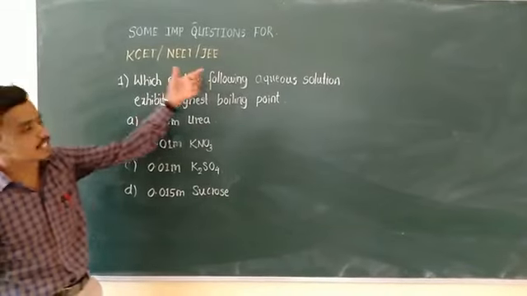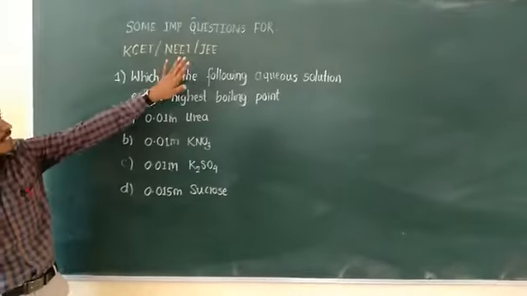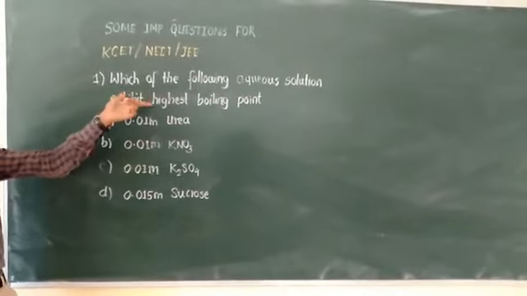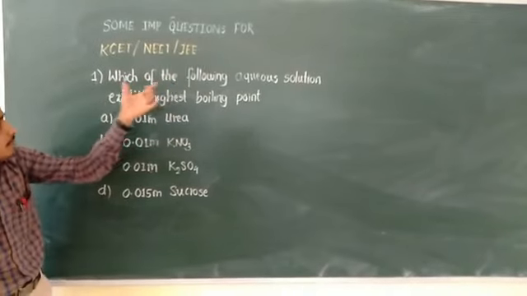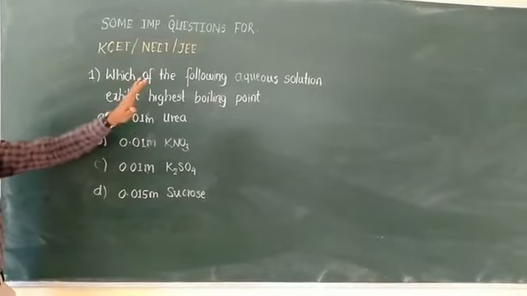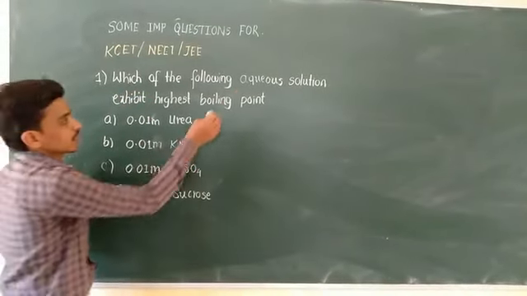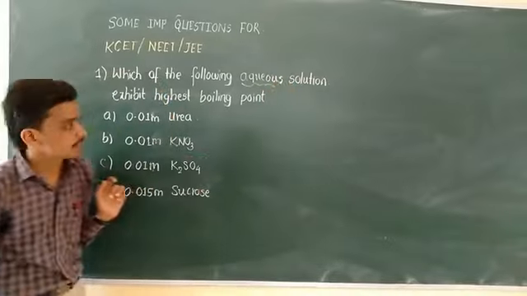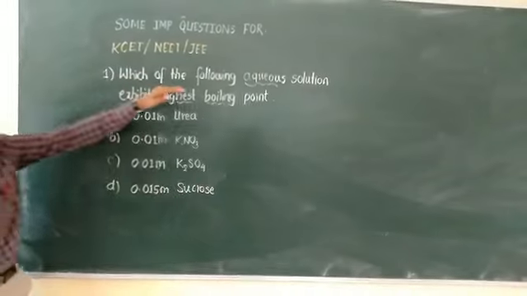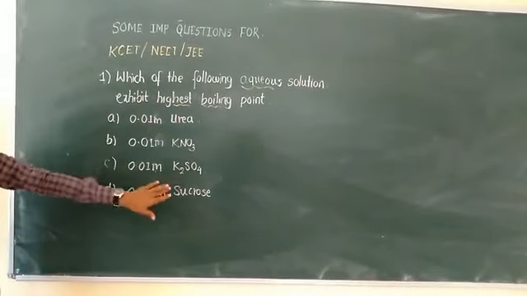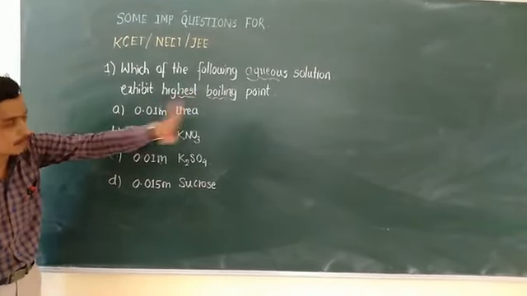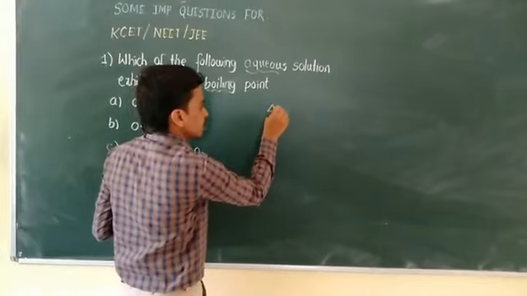Some important questions for the NEET exam, KCET as well as JEE exams based on the chapter Solutions. It is the first question. Read the question properly. Which of the following aqueous solutions exhibits the highest boiling point? Two points are to be identified first: the solution is aqueous, and the question asked is regarding the highest boiling point. Aqueous solution means solutions made by using water. And similarly the next one is boiling point, which is nothing but the concept of elevation in the boiling point.